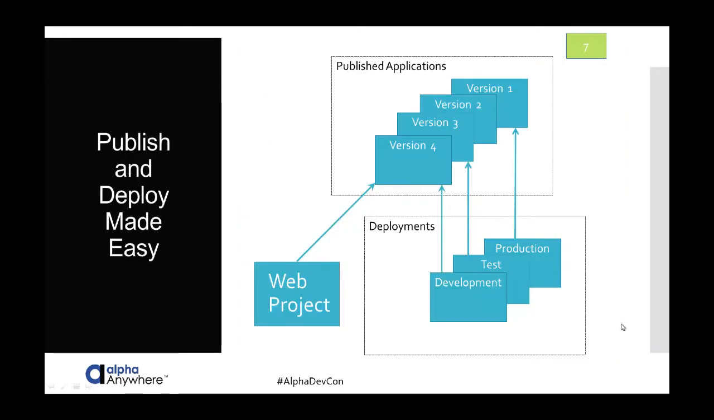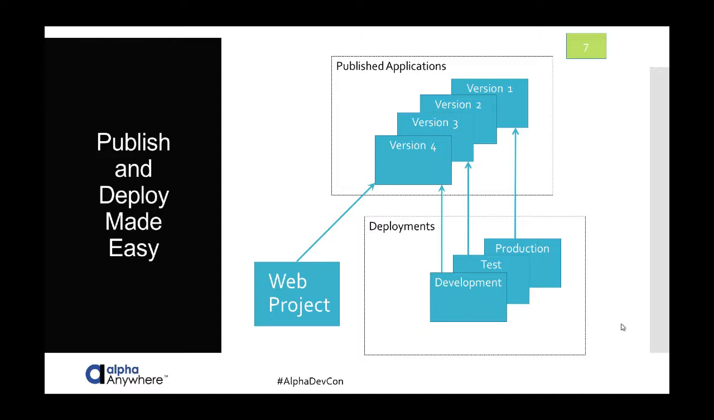Just to give you a little bit of a graphical view, your web project is published to an application. Each time you publish, you get a new version. In this case, there are 4 versions. And we recommend that you have a separate deployment for production, for test, for development. You may just go with production and development, that's fine. It's up to you how you actually set this up.